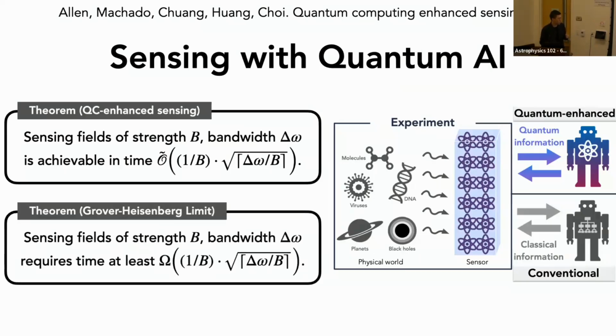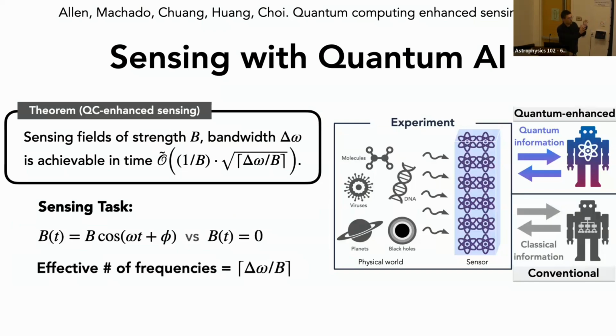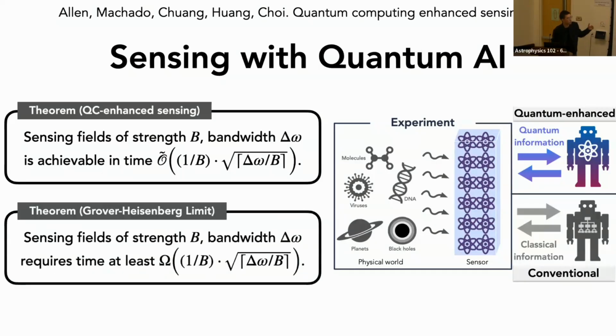However, what is also quite interesting is that we just come up with some protocols that I'll talk about, but we can also show that this weirdly looking formula is actually the fundamental limit for detecting an oscillating field. We can prove that for any protocol, even the futuristic quantum superintelligence that tries to control quantum sensors to detect an oscillating field, it cannot do asymptotically better than what we achieved with this. There's a matching lower bound that we call the Grover-Heisenberg limit.